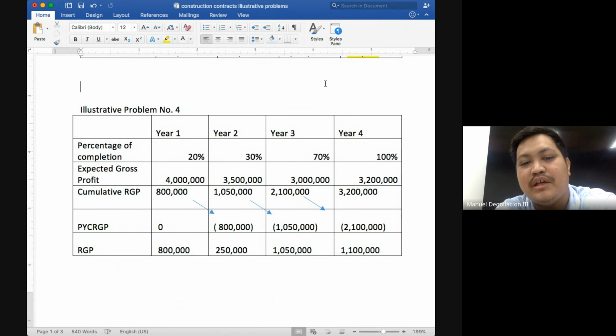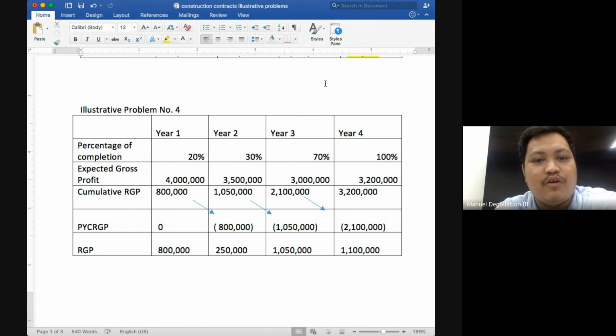70% times 3 million will give you 2,100,000. What's the next step? Deduct the previous year's cumulative RGP. Okay, by the end of the second year, we have already recognized profit amounting to 1,050,000. So deduct 1,050,000 from 2,100,000. Your RGP this year would be 1,050,000. And that's already the RGP for year 3.